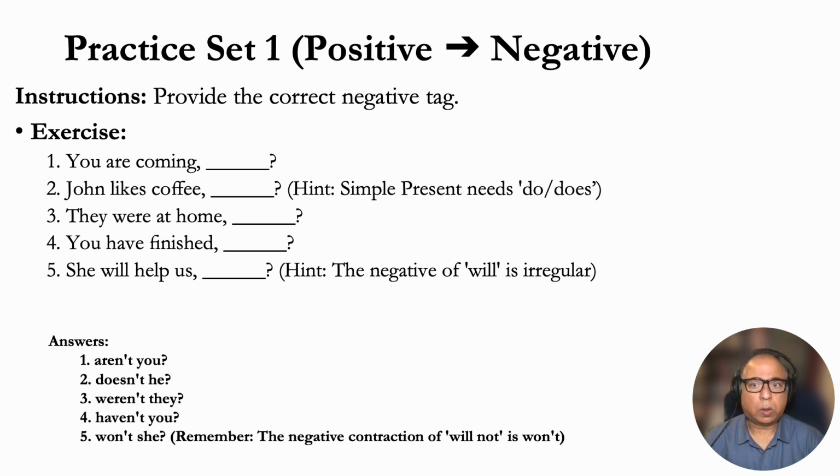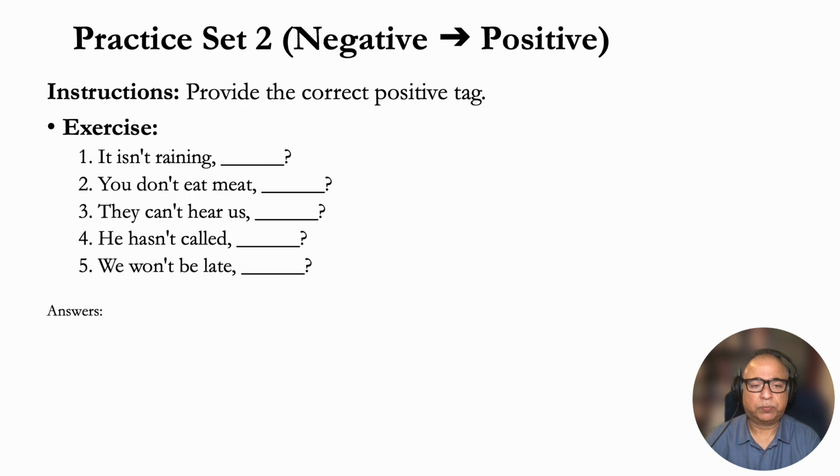You are coming, aren't you? John likes coffee, doesn't he? They were at home, weren't they? You have finished, haven't you? She will help us, won't she? Right? The negative of will is irregular. So will becomes won't. Okay? So far, so good?